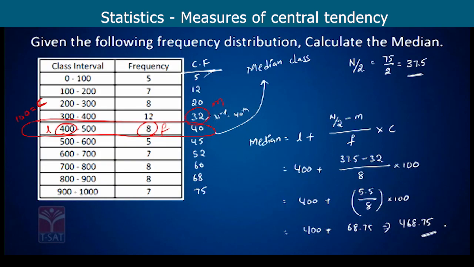So where L corresponds to the lower limit of the median class, n by 2 corresponds to half of the sum of the frequencies, and m corresponds to the cumulative frequency preceding the median class. అంటే median class కన్నా ముందున్న cumulative frequency ఎంత, that is equal to m. Divided by f, which is nothing but the frequency corresponding to the median class, అంటే median class యొక్క frequency, into c, which is nothing but the length of the class interval of the median class.